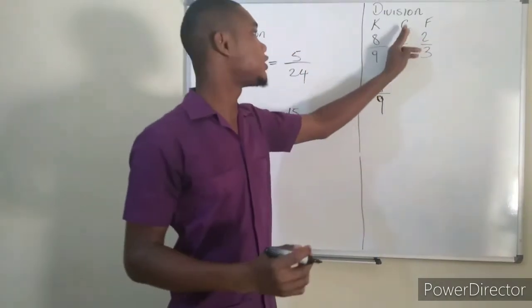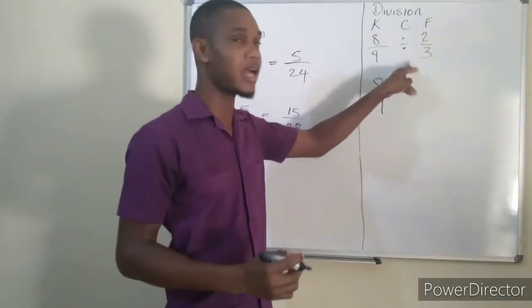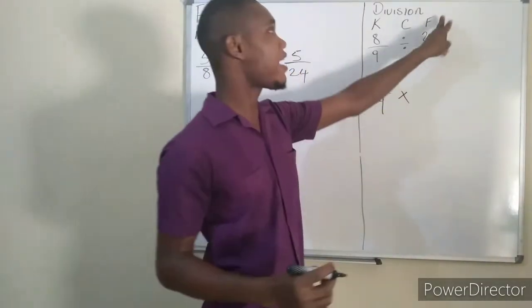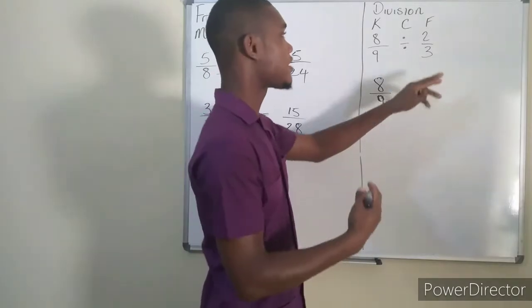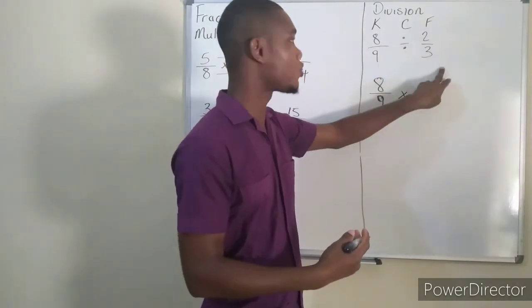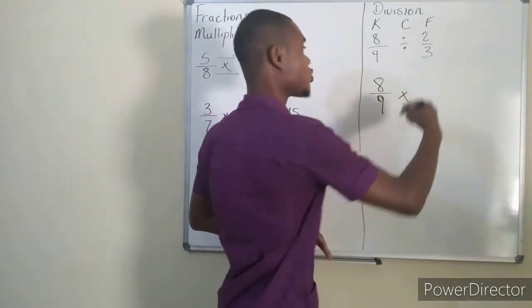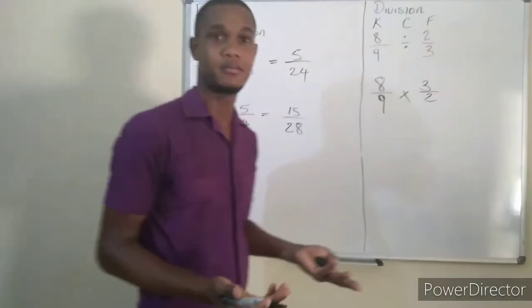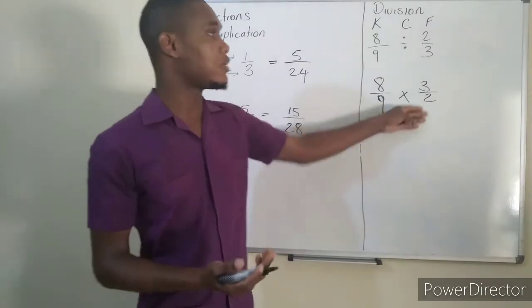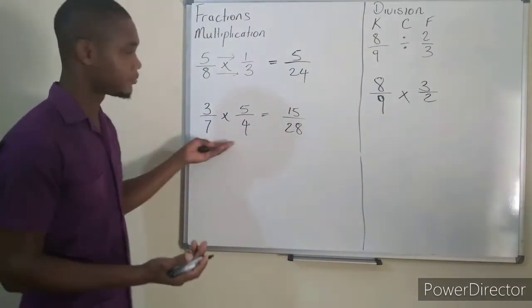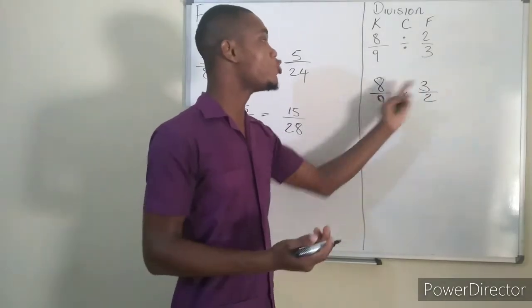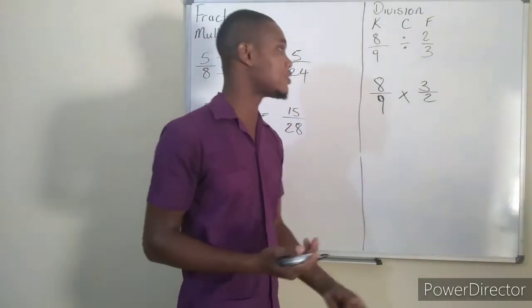Change. Now C means change your division sign into a multiplication sign. And F now means flip. So it means that what was at the top now goes to the bottom. What was at the bottom goes to the top. So you'll flip over your fraction. And now it's a multiplication question, and you would have just seen how to do multiplication. So you'll just multiply your numerators together and your denominators together.